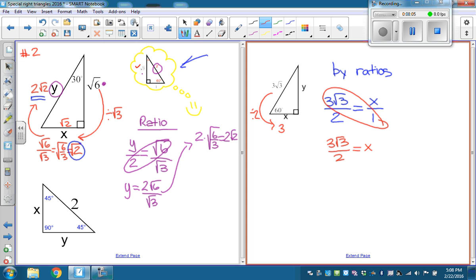So once you know that x is 3 root 3 over 2, you should be able to just multiply that by the square root of 3 to get y. So y is equal to 3 square roots of 3 times another square root of 3 over 2. This equals 3, so you get 3 times 3 over 2, which is 9 halves, or 4 1/2.